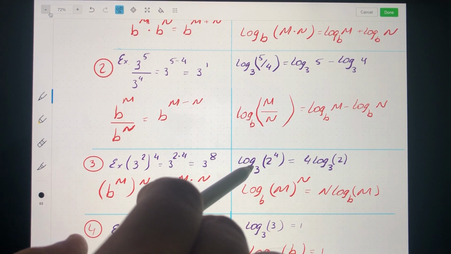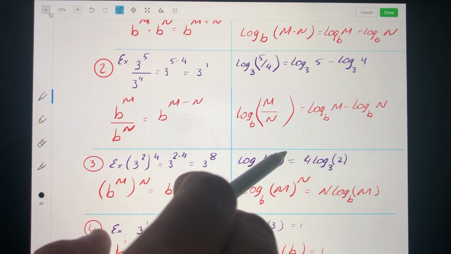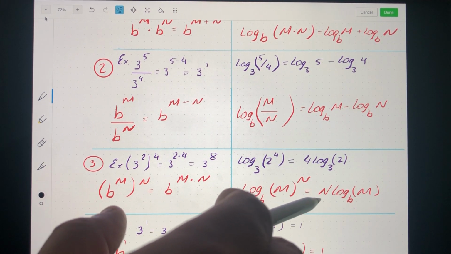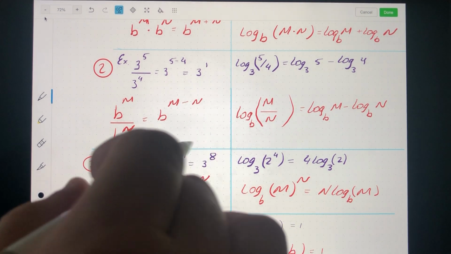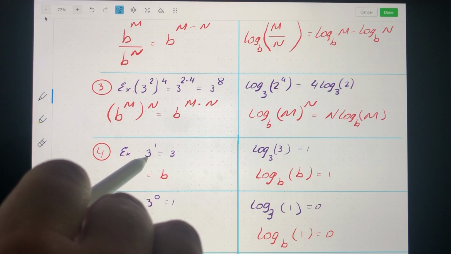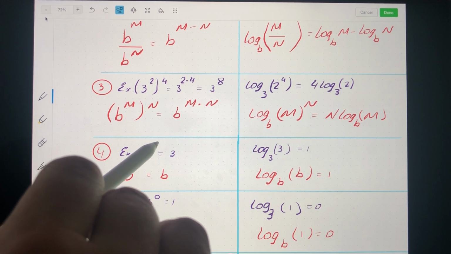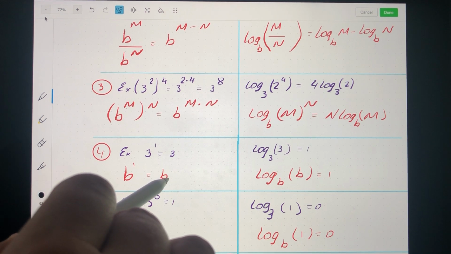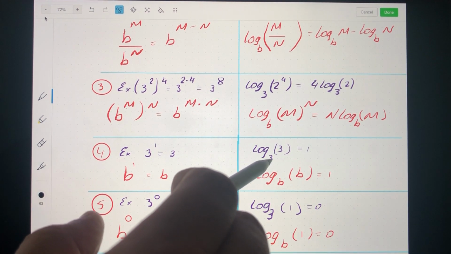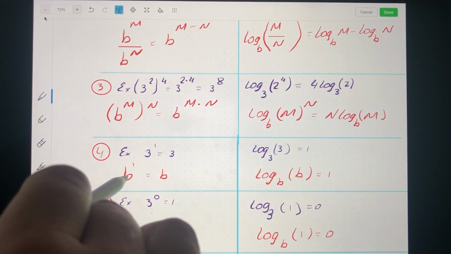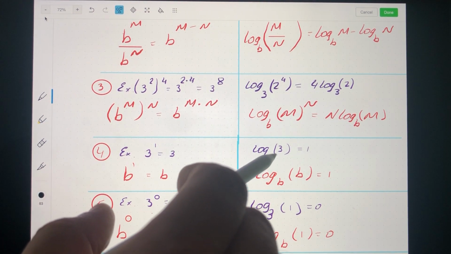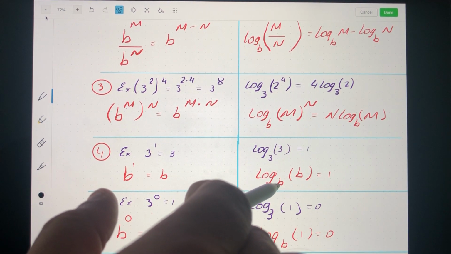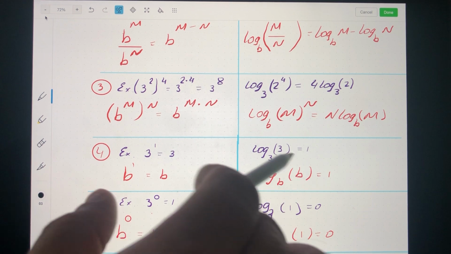With logs, if we have something to an exponent, we move that exponent to the front. So if we have m to the power n, the n becomes multiplied by the log. For the exponents, anything to the power 1 is itself. So whether it's 3 to the 1 or b to the 1, it stays whatever it was. For the logs, if the base matches what's inside, that's the same situation as asking 3 to what power makes 3? Well, the answer is 1. So log base b of b: b to what power makes b? Well, the answer is 1.